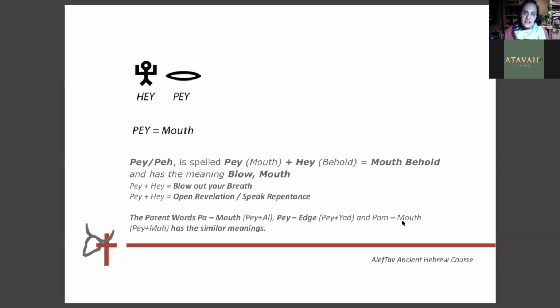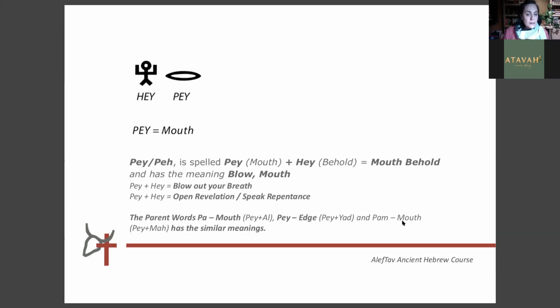So the parent root word Pei is spelled Pei and Hei, and it literally means mouth. Behold the mouth, and the meaning is to blow or mouth. Different combinations of the interpretation of the pictures can be to blow out your breath, because remember, Hei can also mean breath or spirit. So together it means to blow out your breath.